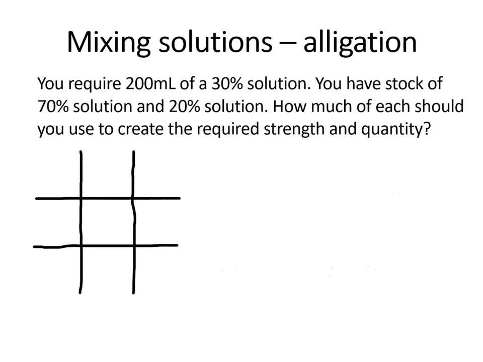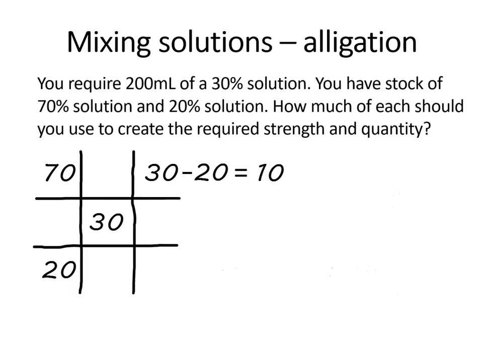Now that we have our grid, we can input our strengths. Higher strength at the top, 70%, lower strength at the bottom, 20%. And our desired strength, 30, in the middle. We can now perform our subtraction diagonally. The desired strength minus the lower strength, 30 minus 20, giving us 10. And then the higher strength minus the desired strength, 70 minus 30, giving us 40.